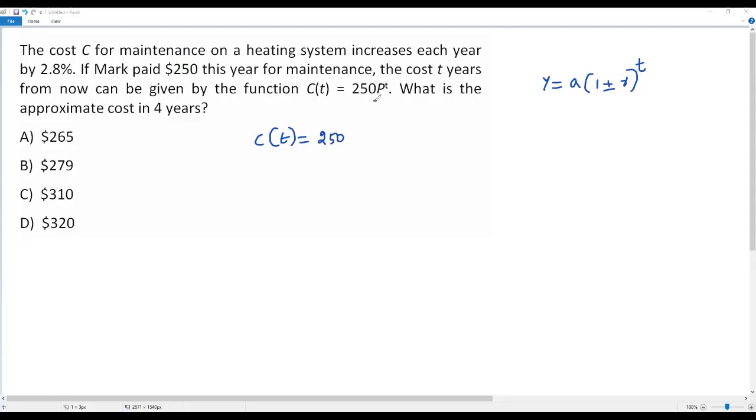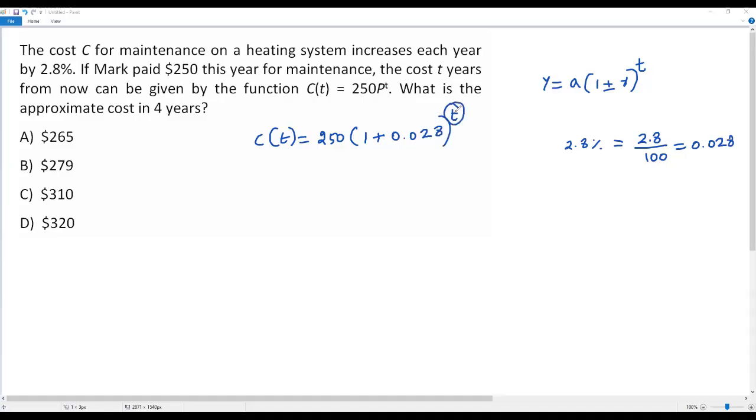Then instead of this P, we have to write this format, that is 1, and here we consider the positive sign because the cost increases each year. Since it's increasing, it's exponential growth, so we consider the positive sign. And as I said earlier, r is the rate of growth and it has to be written in decimal form. The rate of growth is given: it increases each year by 2.8%. So we convert this 2.8% to a decimal by writing it as a fraction with denominator 100. When I divide 2.8 by 100, I get 0.028. So the rate of growth is 0.028 in decimal form.